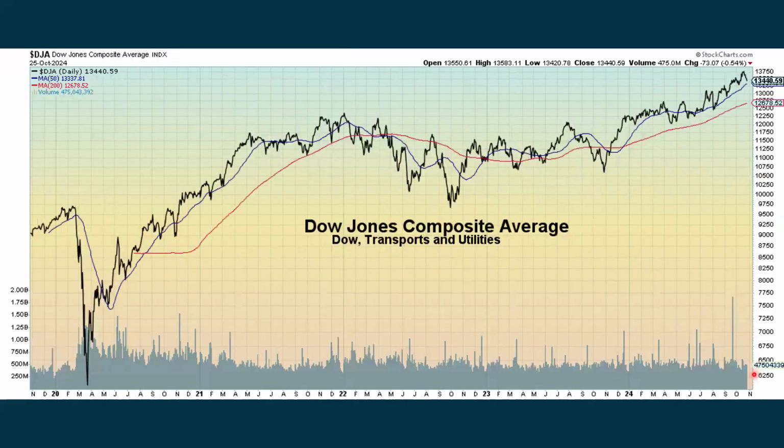The Dow Jones Composite Average, which is the Dow, the transports, and the utilities, is still looking pretty solid. A week ago, the Dow set an all-time high. The utilities had been pretty strong. Transports are just going sideways, but we saw some weakness in the Dow this week. Utilities saw some profit taking, and that's why we're seeing this going down. But overall, the Dow Jones Composite Average is in a pretty solid uptrend.